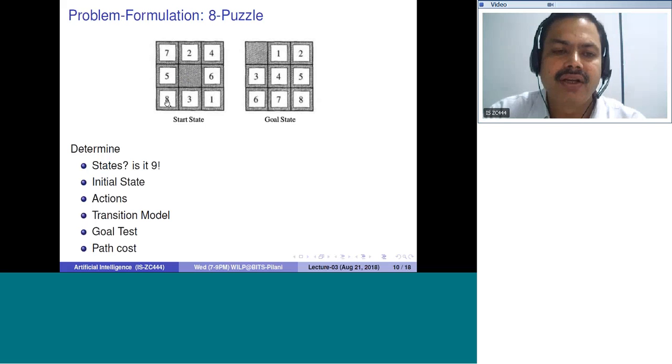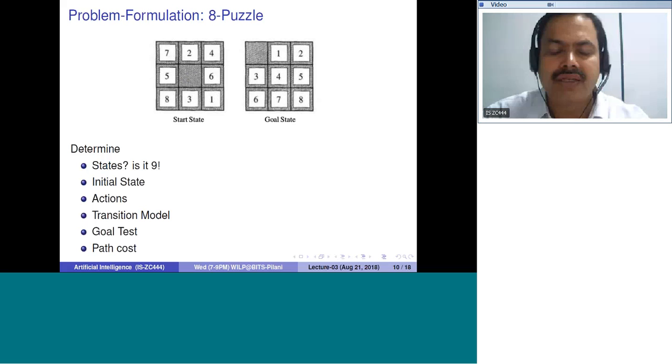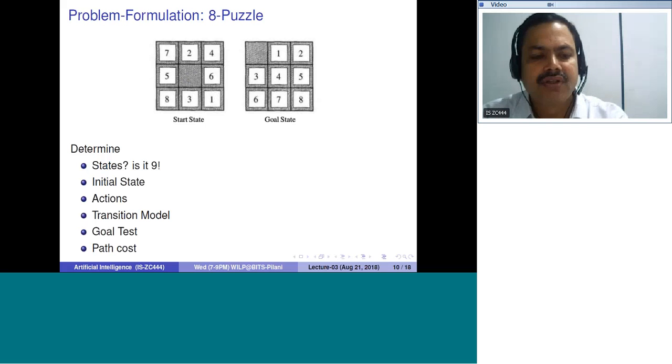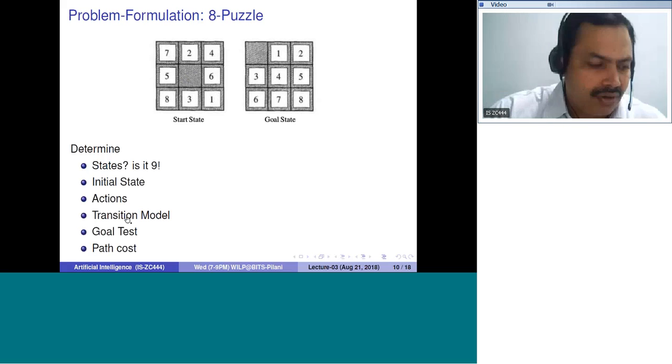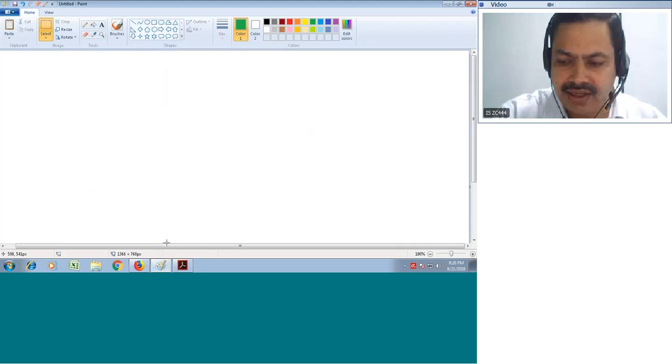If it is here, you can take only up and right. If you take an action like left there, it is not going to change the state. So how many actions are possible? Four actions are possible: left, right, up, down. What is the transition model that you define? That you define by yourself. Let me just tell you what the transition model is.